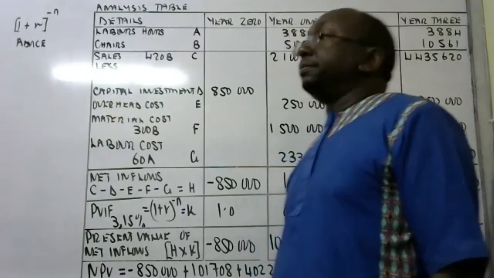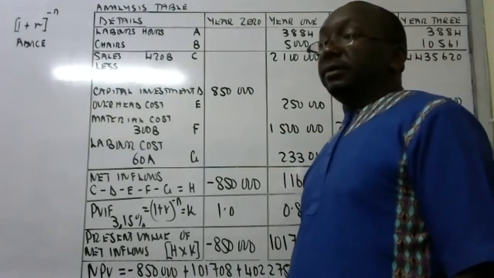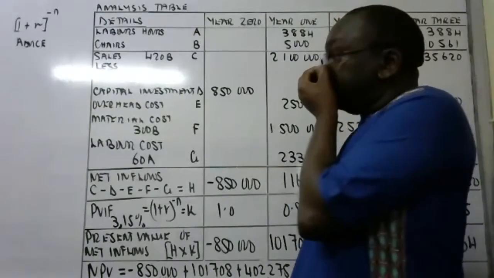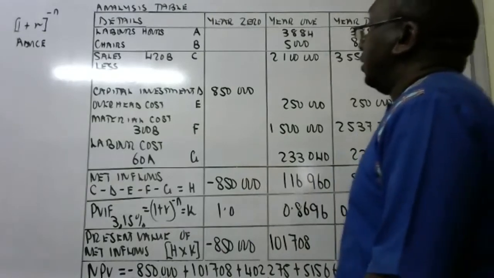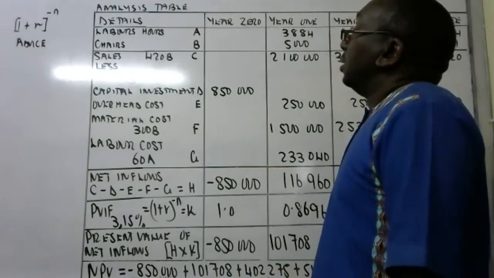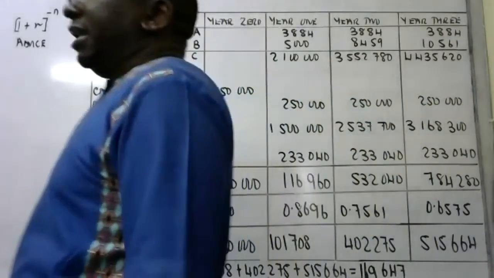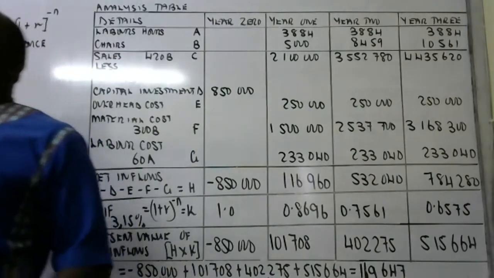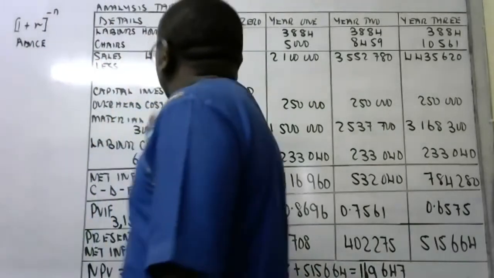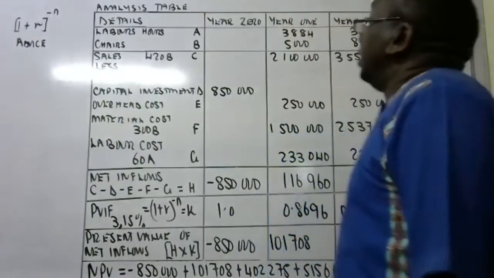Number two, demand for the chairs. Something else is the reliability of the estimates. As in, we are marking for 20 and 360, how reliable are they? Reliability of the estimates.